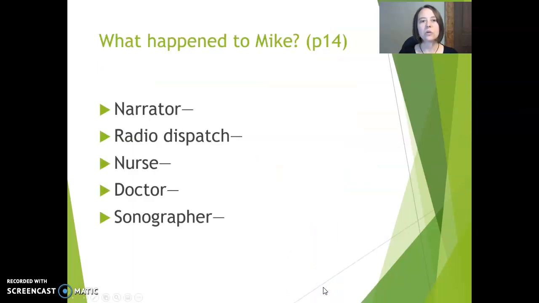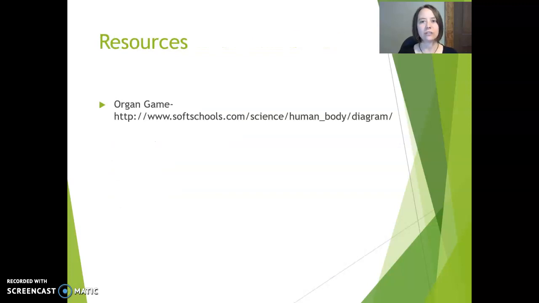In class, we will be figuring out what happened to Mike, and we will need a narrator, radio dispatch, nurse, doctor, and sonographer. This organ game is a great resource. You can copy and paste that URL and look into that. That would help you out.